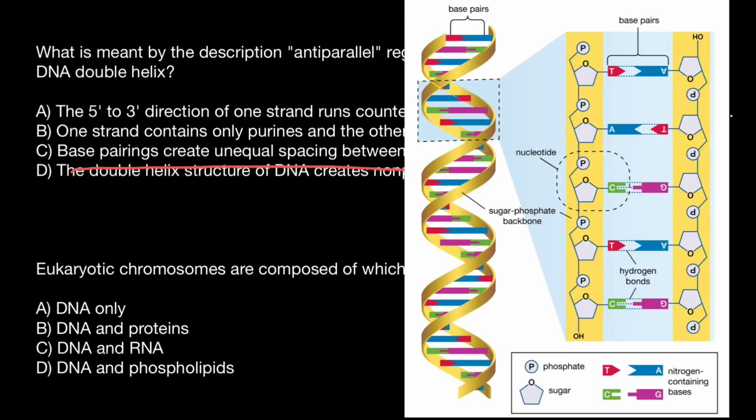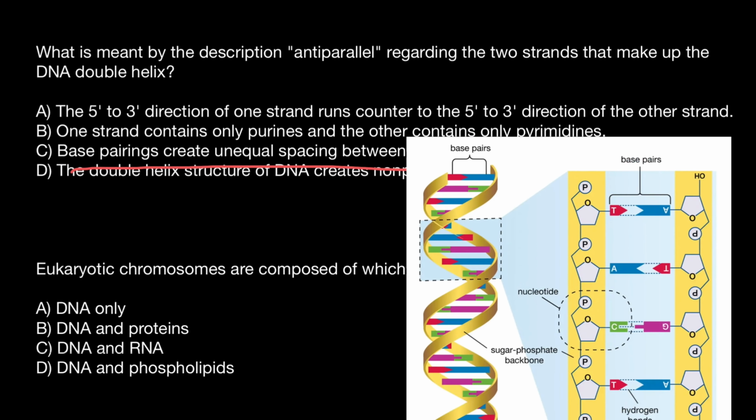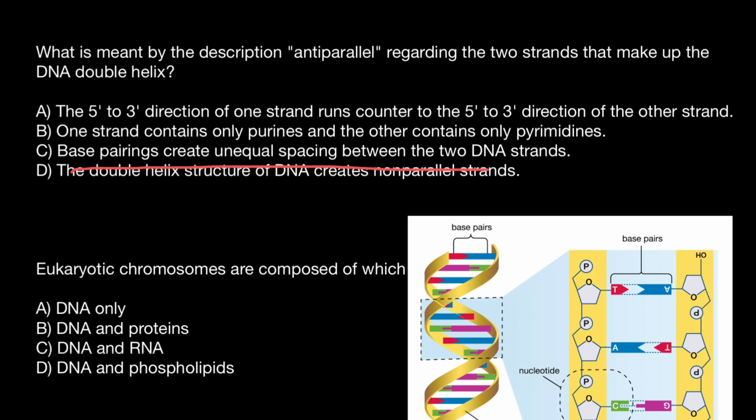So this base has one ring and this base has two rings. So a one-ring base always base pairs with a base with two rings. And this creates equal distance along the whole DNA. So this is a wrong variant, and we can also cross out this variant. And next variant: one strand contains only purines and the other contains only pyrimidines. This is also not true according to our picture, and as you see, we have only one correct answer left.